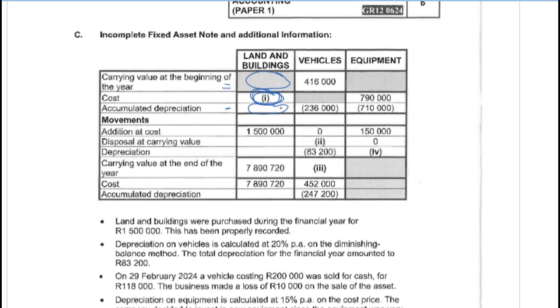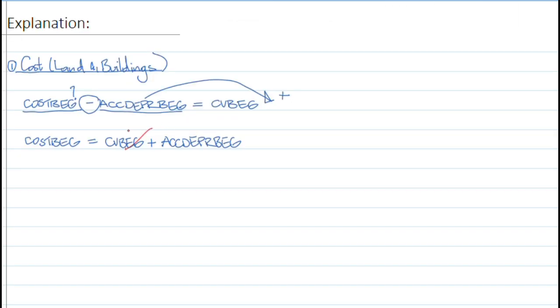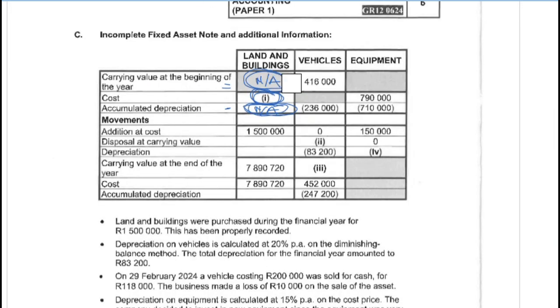When we look at the fixed asset note and the additional information provided to us, do we have a value for the carrying value at the beginning of the year for land and buildings? No. Do we have a value for accumulated depreciation at the beginning of the year for land and buildings? No. So it then follows that we can't use this formula to determine the cost at the beginning of the year because we just don't have enough information. But it's important for you to be aware of this equation in case the question you receive in the exam does have the information and you can use this equation.